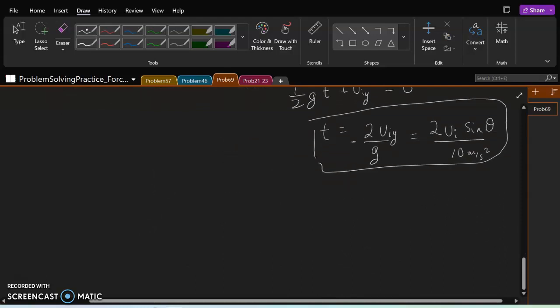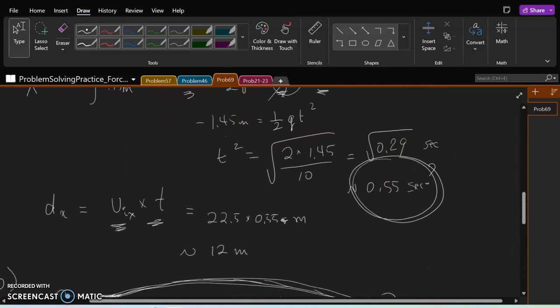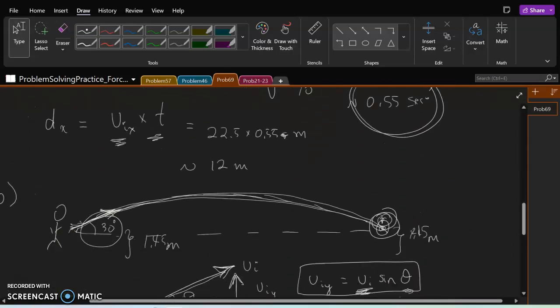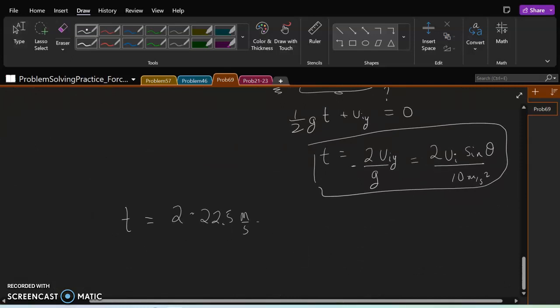So basically all the physics is already over right now. Let me just go ahead and do this for you. The time it's in the air is going to be 2 times the v_i that we figured out in the last problem, which I think was 22.5 meters per second, or at least that's what I estimated, times the sine of 30 degrees.